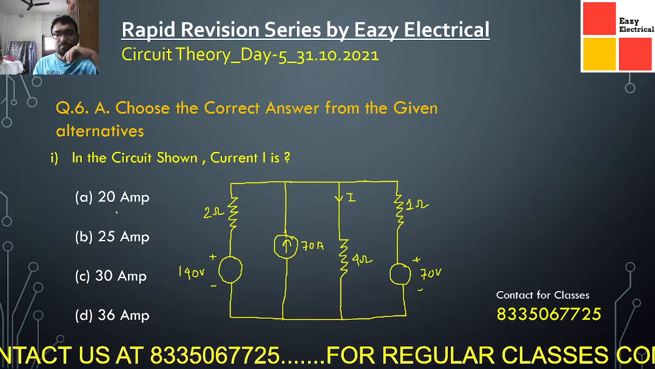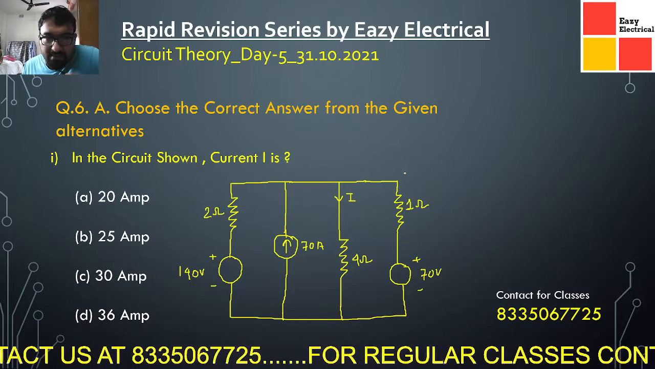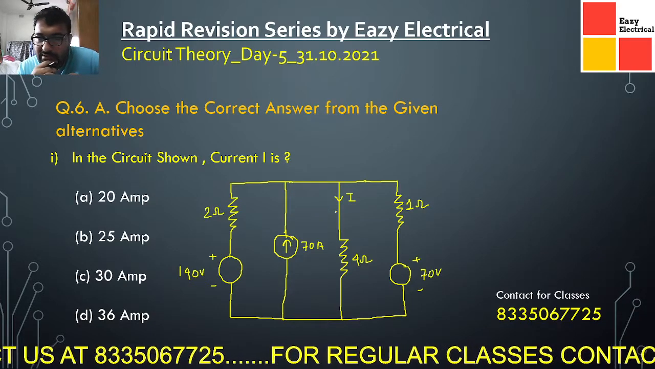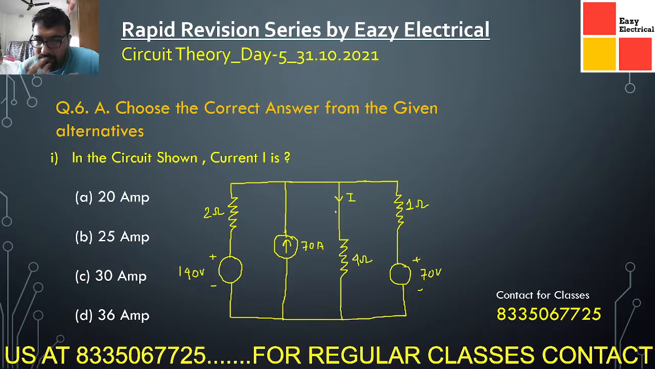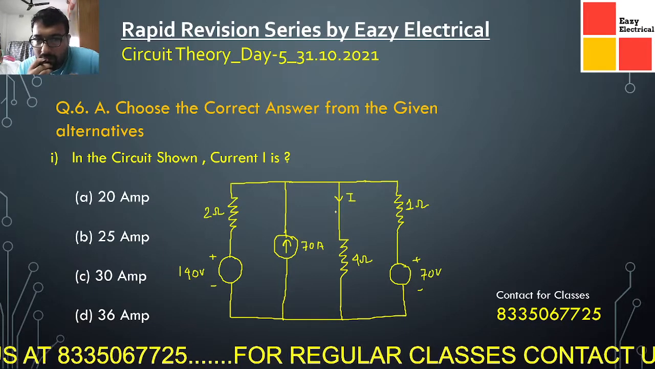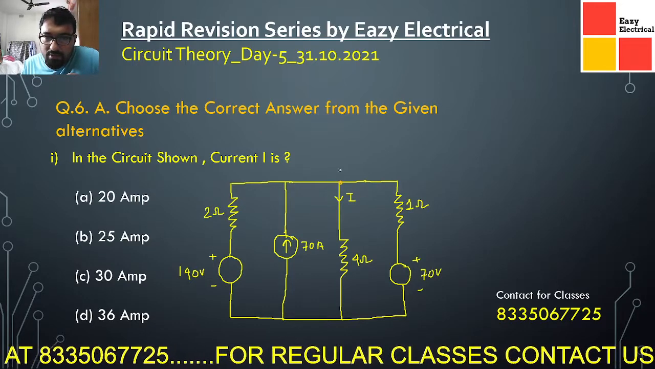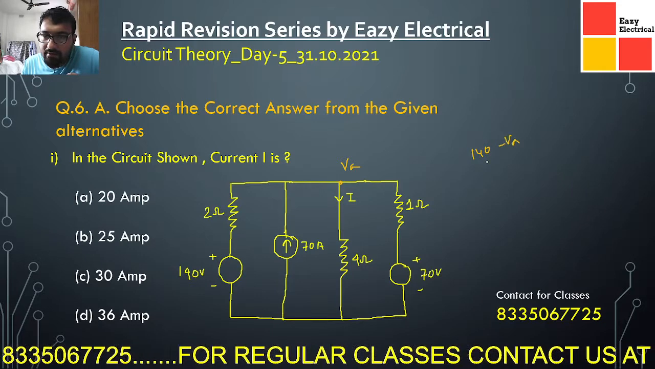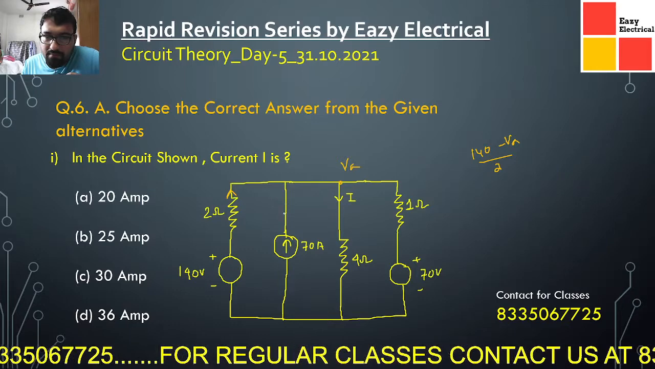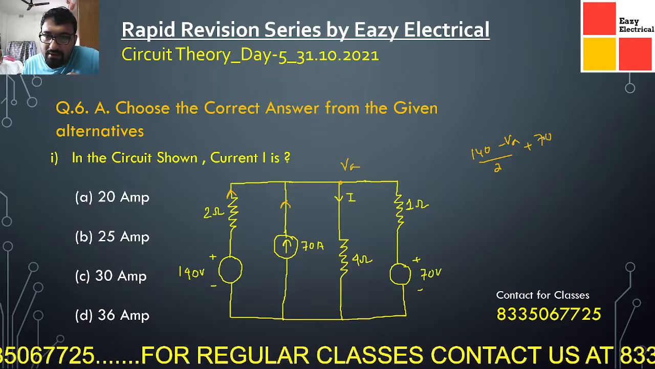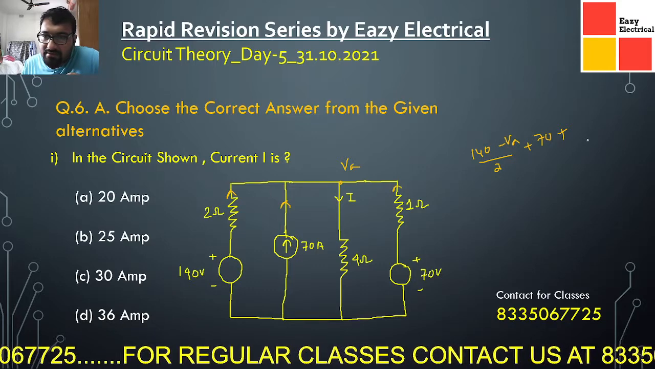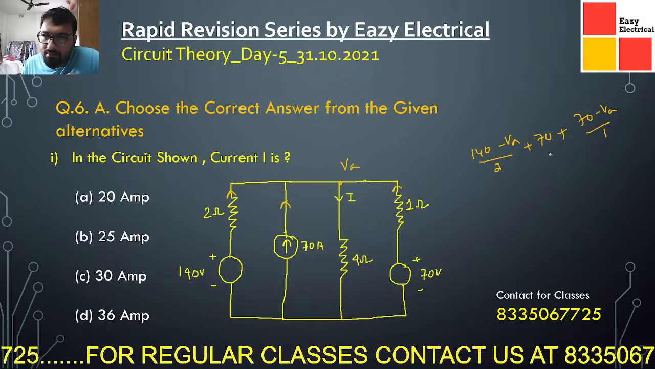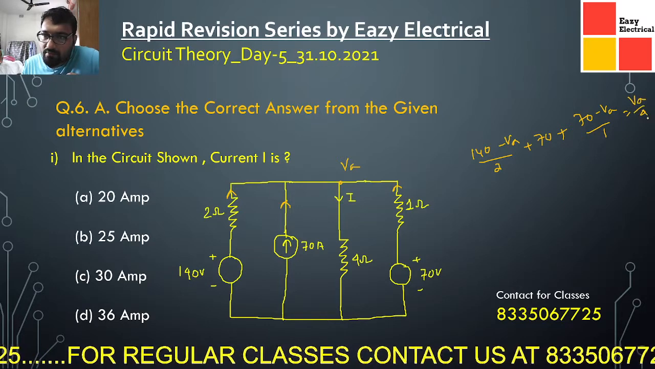Now in the circuit shown, current I is in this direction. It is marked. So you can directly apply KCL here as well. In that case, just consider here a voltage, say VA. So if it is VA, then 140 minus VA divided by 2, this current will be entering, plus 70 current is also entering, plus this current is also entering, that is 70 minus VA by 1, and this current is going down, that is VA by 4.